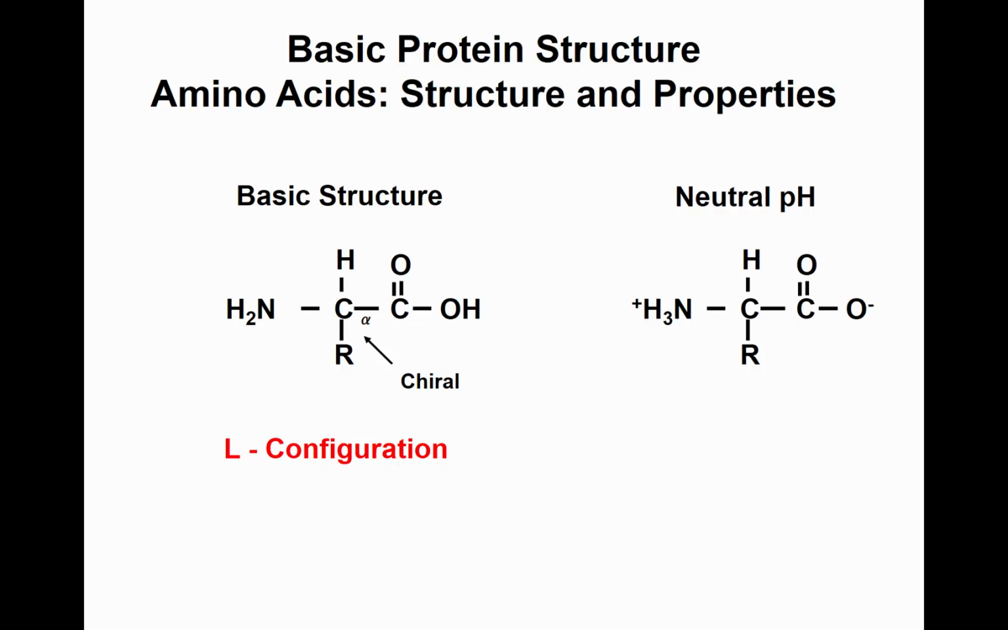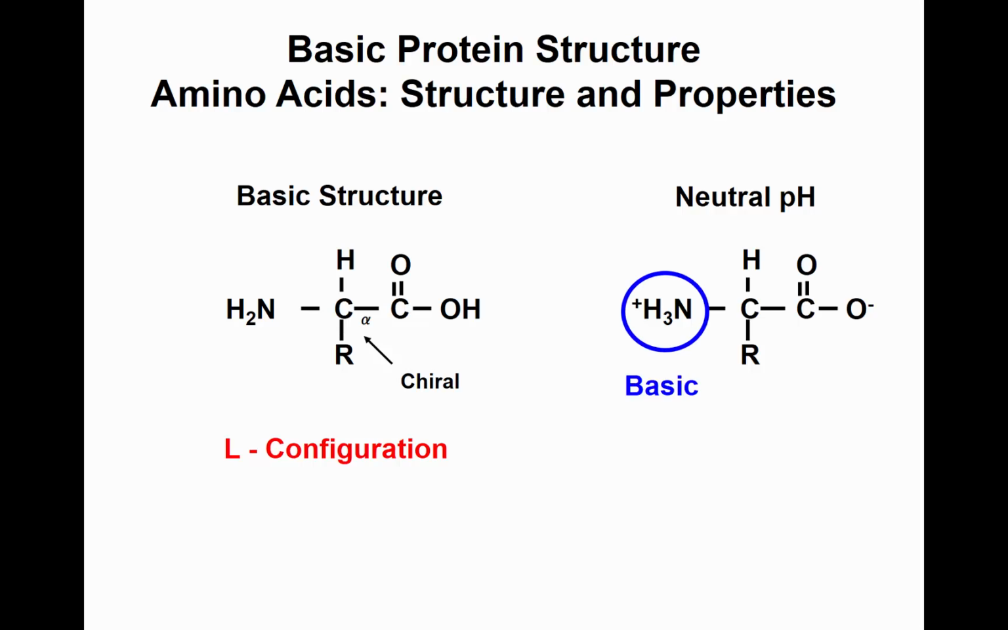At neutral pH or close to neutral pH, depending on the amino acid, the amine group is ionized. It has its hydrogen, or the proton. The carboxyl group is ionized. It gives its proton. So the net charge is 0 if the R group does not carry a charge.